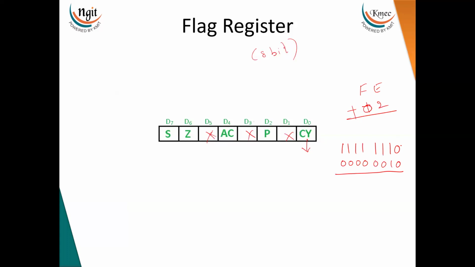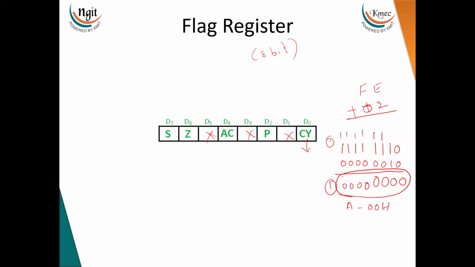Now if you add this, in the basic electronics lecture I explained the addition properties. If you add 0 and 0, you will get 0. If you add 1 and 1, you will get 0 with carry 1. Like that, if you add these bits, you will get this result. The last addition also gives a carry, and your result is this. So the accumulator holds the 00H value.